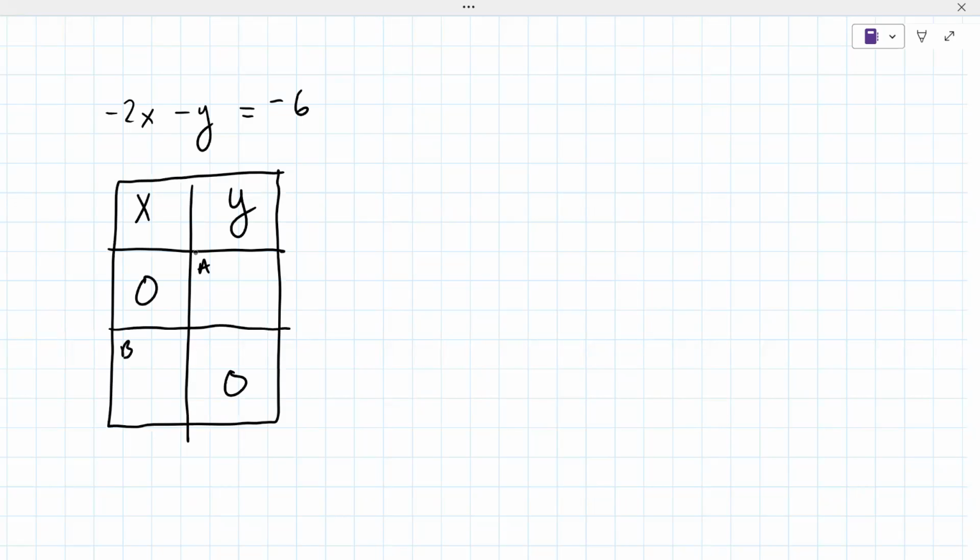Would A be 6? Okay. And then would B be 3? Good job. Got one more here. So you see where you're at. Let's go: 2x minus 4y equals 1.